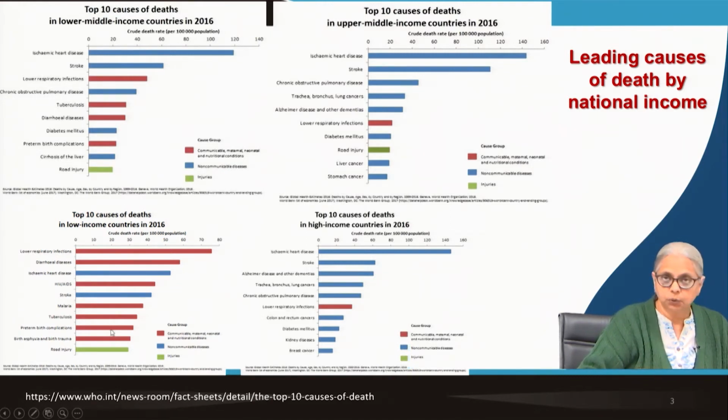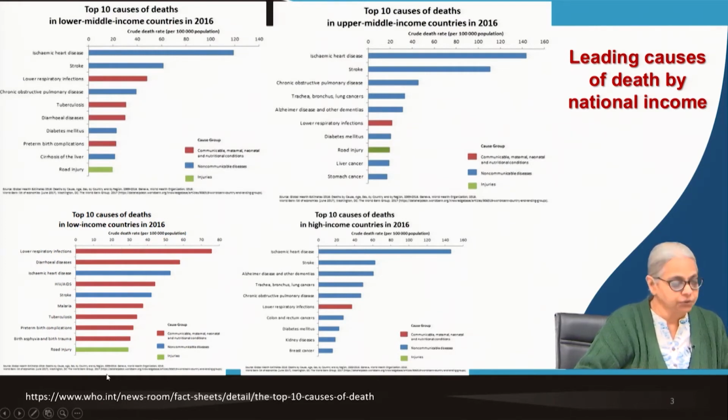Let's start with low income countries, and you can see out of the top 10 causes of death, we have lower respiratory infections, diarrheal diseases, HIV or AIDS, malaria, tuberculosis, birth complications and birth asphyxia. The red bars are communicable diseases, and most of these communicable diseases tend to be due to microbial organisms.